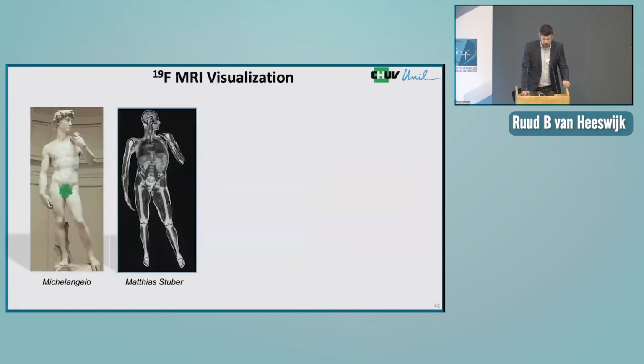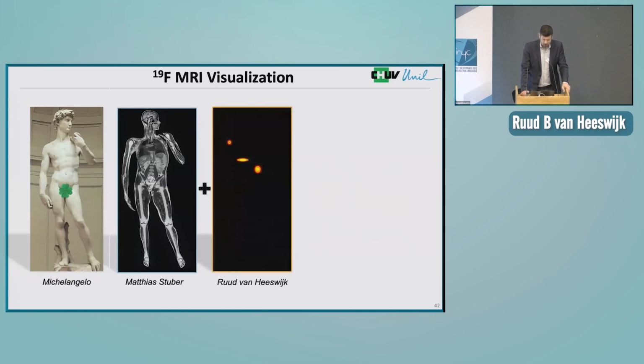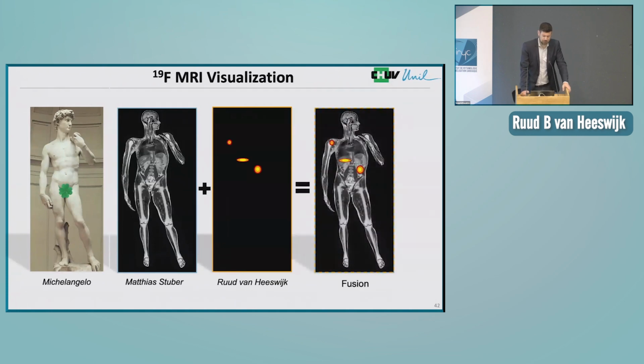So Matthias gave me this image ages ago from some guy that did something in Italy a while ago. If you add fluorine MRI, if you would inject fluorine, you would get a signal like this. So much easier than what I do, very simple images. And then, of course, you would overlay the two of them, and then you would have your localized signal.